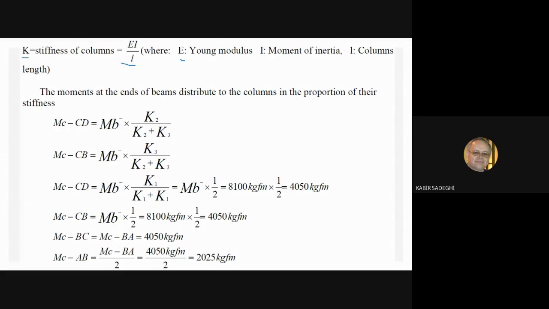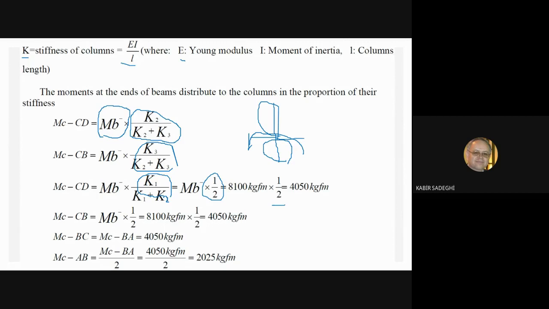Therefore, you know the distribution of moment between columns. For example, imagine that we have one joint here, and the stiffness of the top column and bottom column are not the same. Therefore, the distribution of moment between them is proportional to their stiffness. The same for the others. Here, fortunately, we have the same stiffness. K1 and K2 are the same, and therefore the factor is 1 over 2 as well. Therefore, we consider the other joints, the moments at columns CB, BC, AB, etc., and complete the diagram.